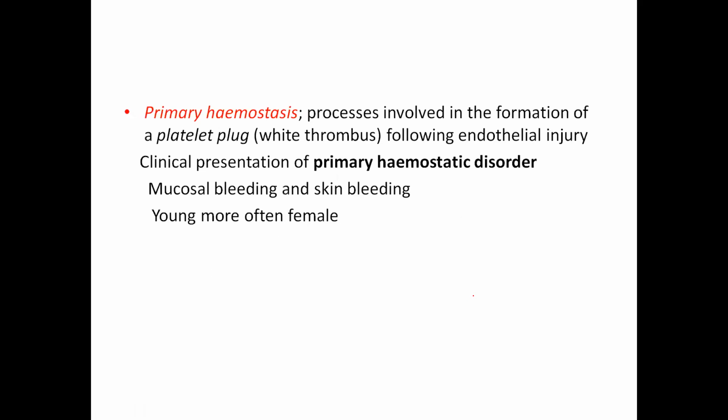So let's have a discussion. Primary hemostasis is a process involved in the formation of platelet plug, sometimes called white thrombus. It is called white thrombus because it lacks erythrocytes or red blood cells. In secondary hemostasis, the clot is called red thrombus because it has adequate erythrocytes. So following endothelial injury, the clinical presentation of primary hemostatic disorder is mucosal bleeding and skin bleeding.